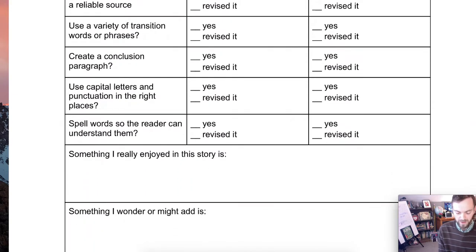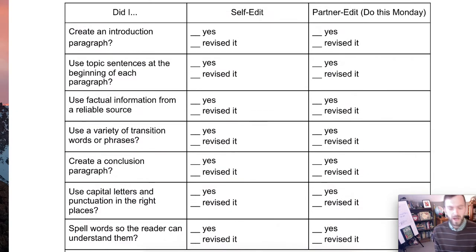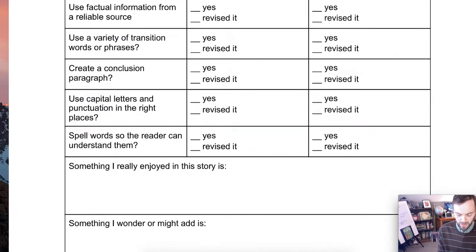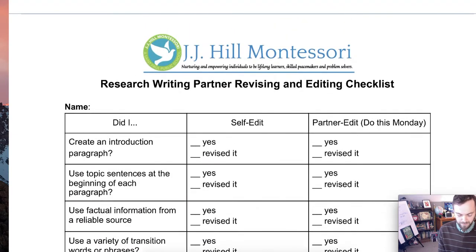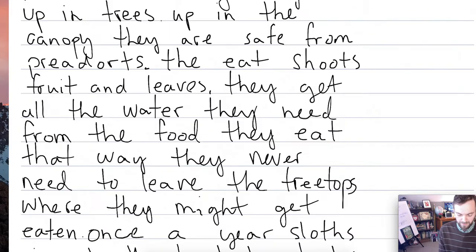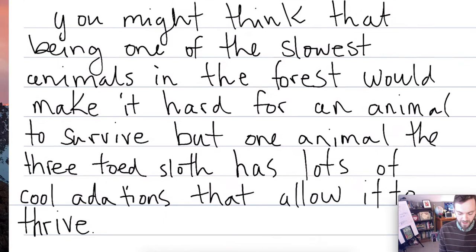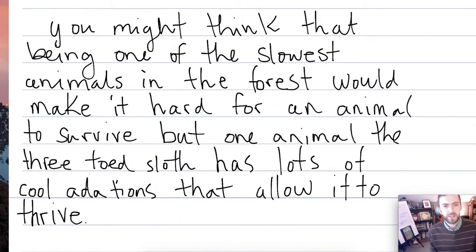We're not going to worry about this last part yet. We're going to share our writing with some friends next week. But until then, we are going to just read it ourselves and work on this first part here. So I'm going to take a look at my writing, up here I guess. I want to take a look at my writing about sloths here and see if I have all the parts that I need in my research writing.